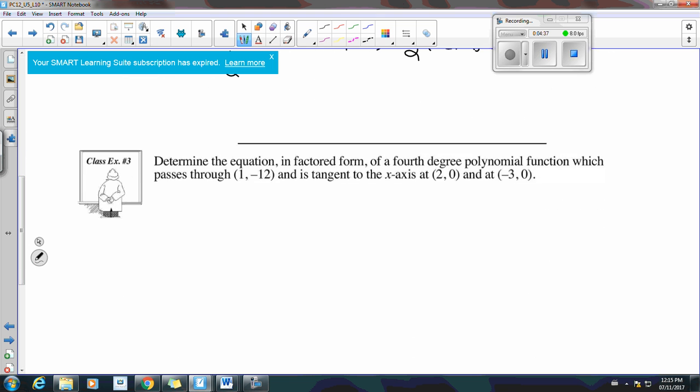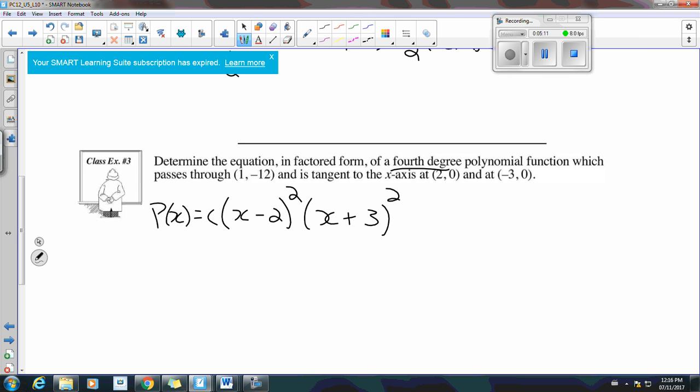Example 3, determine the equation in factored form of a 4th degree polynomial function which passes through the point (1, -12) and is tangent to the x-axis at (2, 0) and (-3, 0). So we're really given all we need, even though there's no graph here, but it tells us it's tangent to the x-axis at (2, 0), and it tells us it's a 4th degree function. So that tells me my two factors are (x - 2) squared and (x + 3) squared.